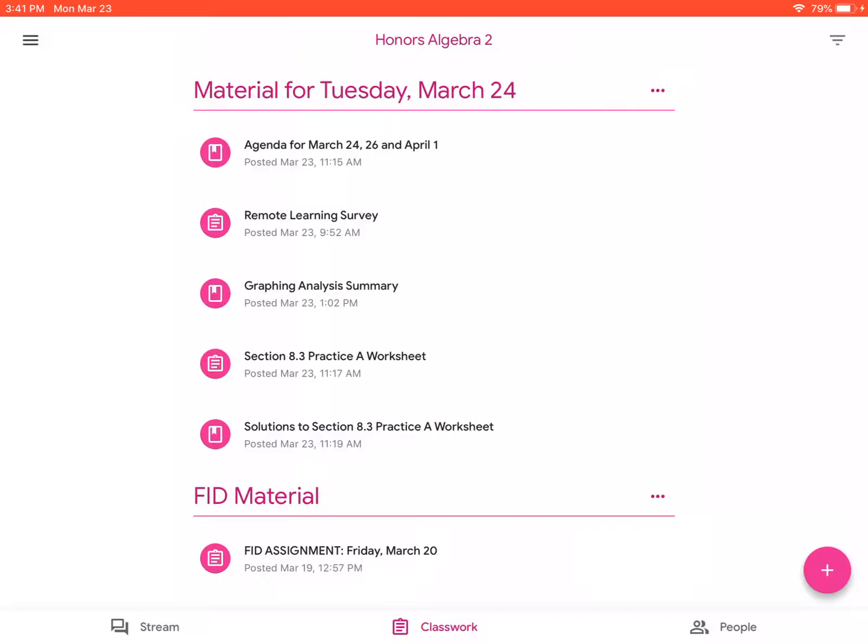So I have my screen up to your Google Classroom page, and at the top you have the material for today, Tuesday, March 24th. I'm going to start posting these as daily groups of material, or it might be a section of material. It just depends on what the day looks like or what the section looks like. But the first thing you see here is the agenda for the next couple of days.